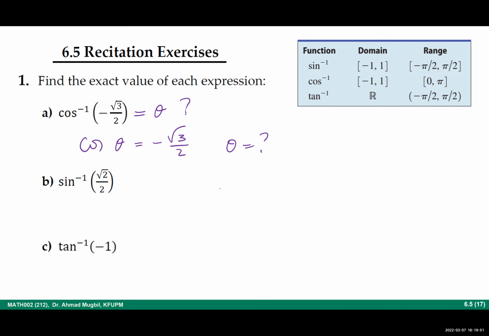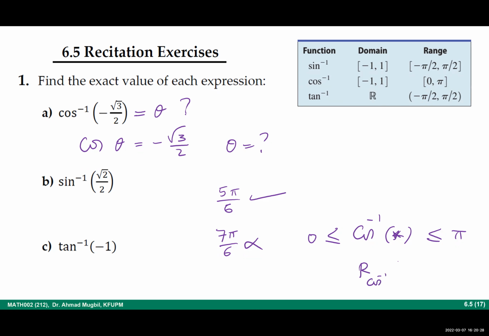Some of you may say it is in the second quadrant, 5π/6. Good. Another one may say 7π/6. It is also true that cosine of 7π/6 is -√3/2. But this one will be accepted. This will not be accepted. Why? Because cosine inverse, whatever you have inside, will always be between 0 and π, greater than or equal to 0, less than or equal to π. So this is the range. We call this the range of cosine inverse.